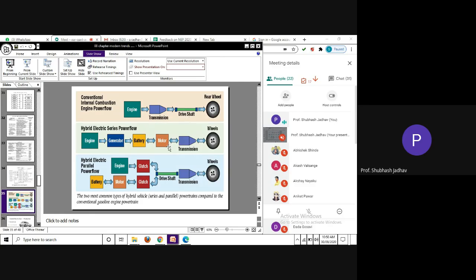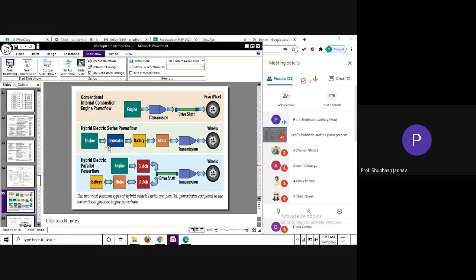And here we have the hybrid system. Okay, hybrid vehicles. Sure, this is your conventional engine powered vehicle. So engine, transmission, drive given to wheels. But in hybrid vehicles, we have a series hybrid and a parallel hybrid. So what is a series hybrid and what is a parallel hybrid?